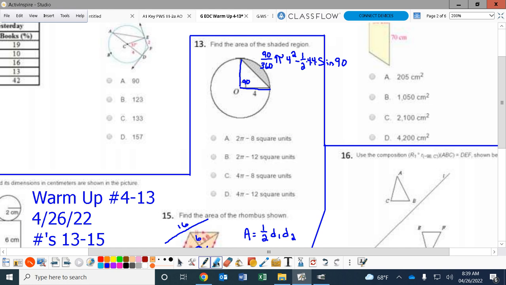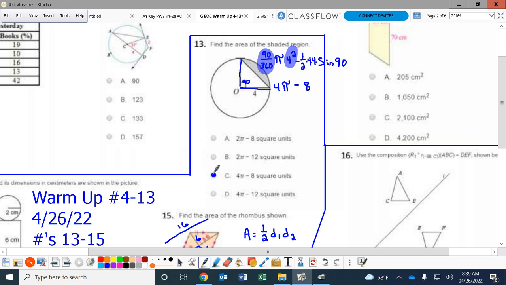Okay, you're going to need to multiply the 90 over 360 times the 4 squared. Do that first. 90 fraction button 360, times 4 squared equals 4, easy, 4 pi, minus, then we're going to do the same thing on the other side. We're going to do 1 fraction button 2 times 4 times 4. Now listen to this part. Times 90 sine equals. Should be 8. There we go. 8. And that's going to give us C.